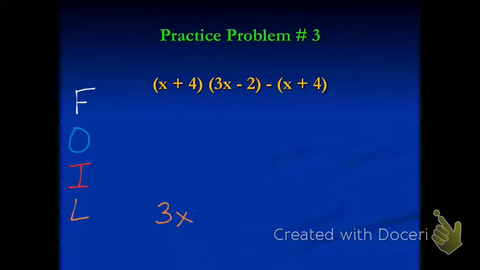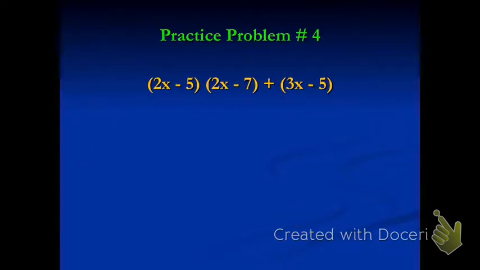But I will give you the answer, and the answer is 3x squared plus 9x minus 12. So let's see if you can, by FOILing and then simplifying, get that answer. If you can, that's a great job. Keep going. Okay?